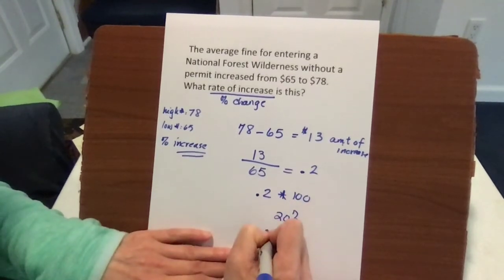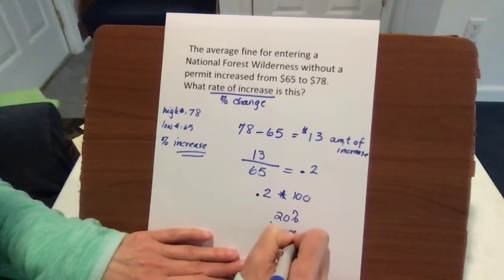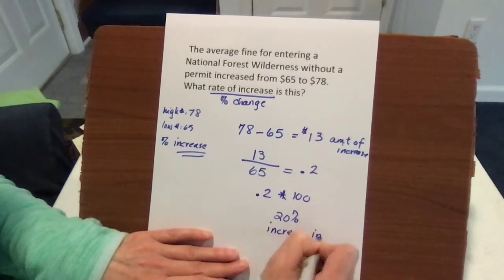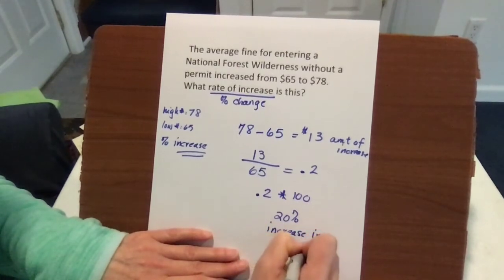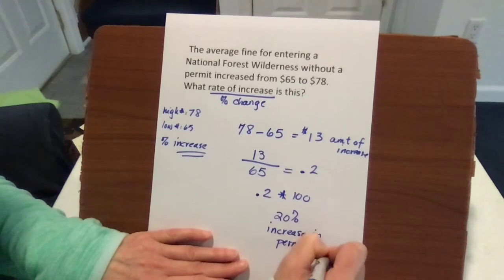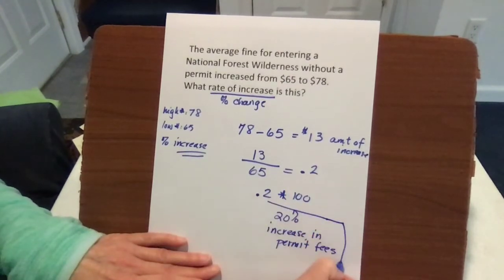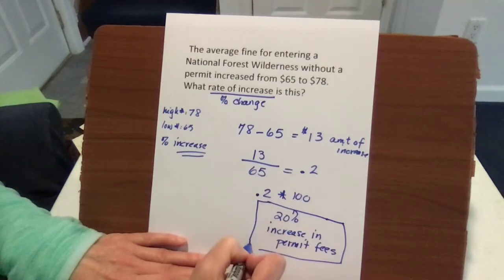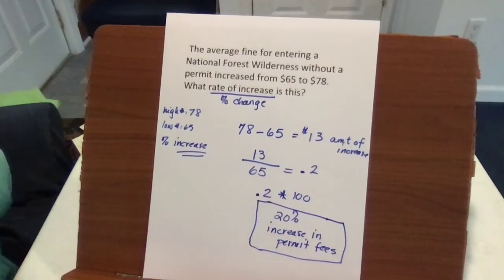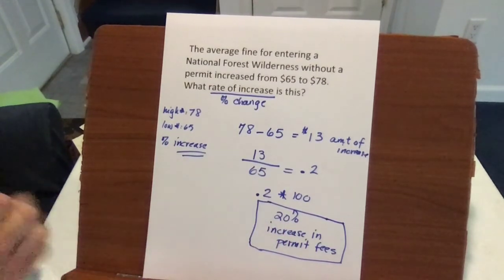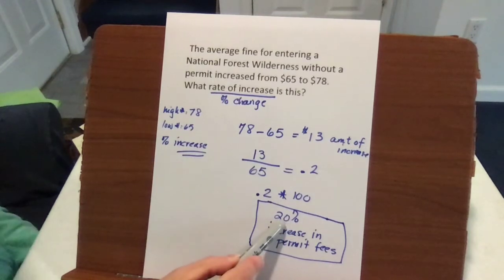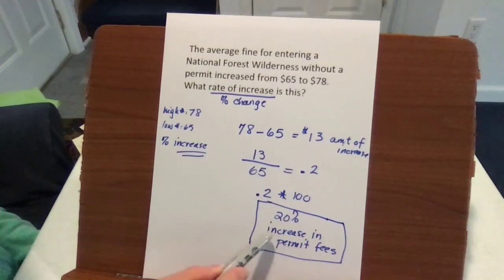So this is a 20% increase in permit fees. And that's your final answer. And that's your percent change. So when you're describing percent changes, you have to describe them not only by the percent amount that it did change, but the increase or decrease. And that is how you do percent change.